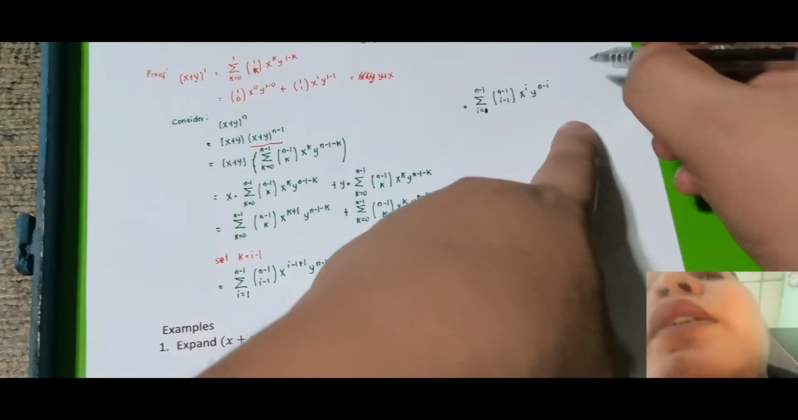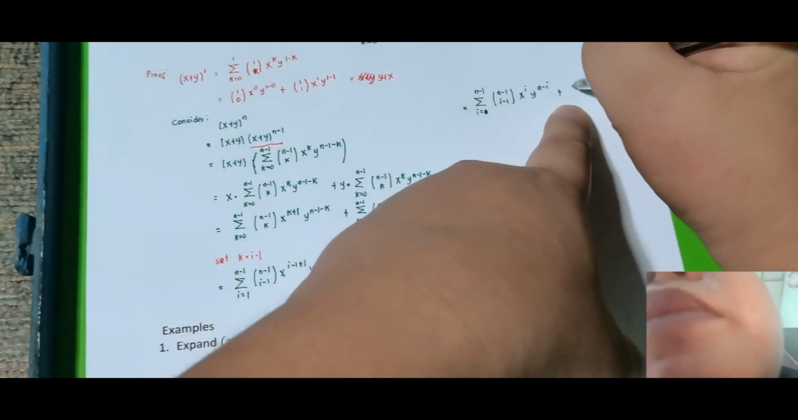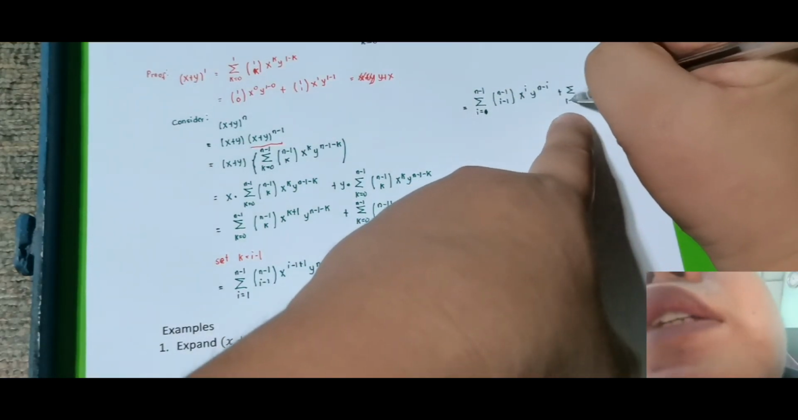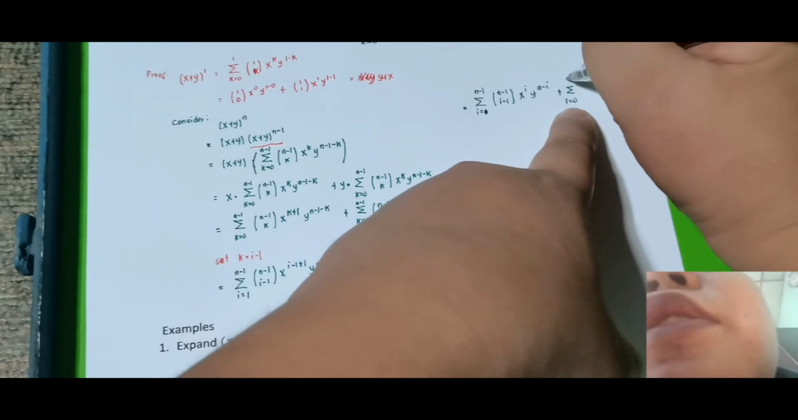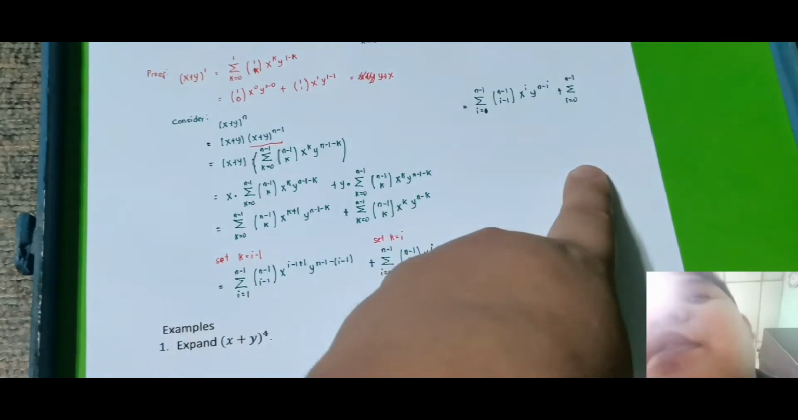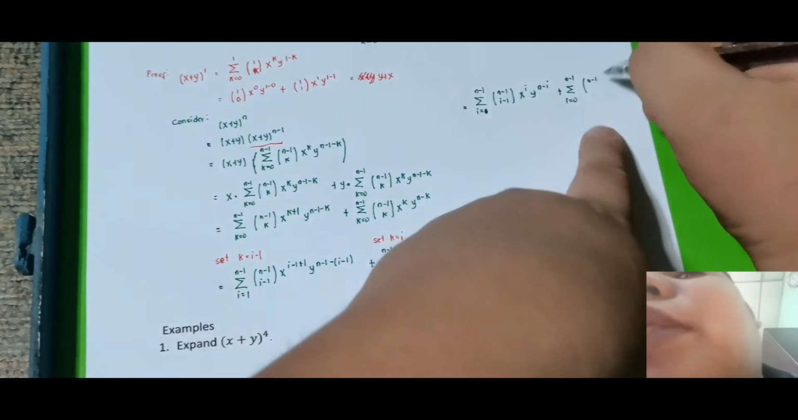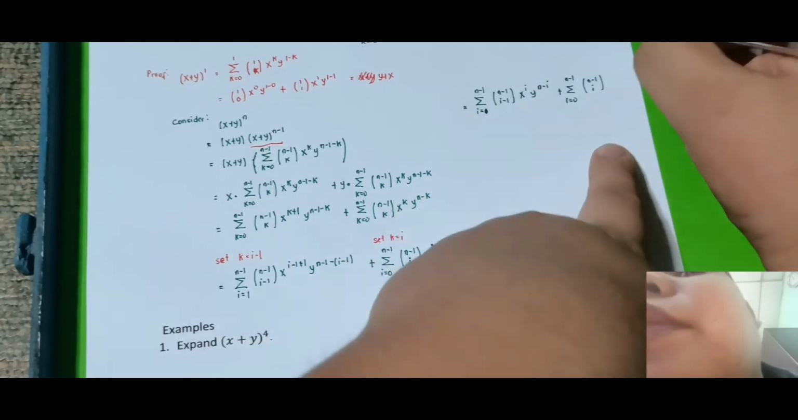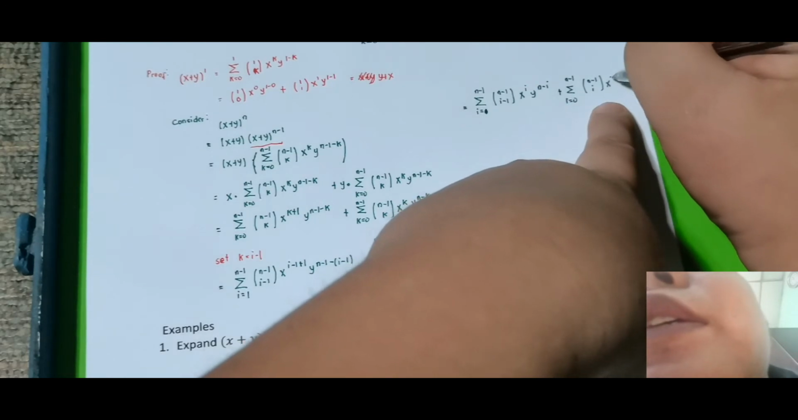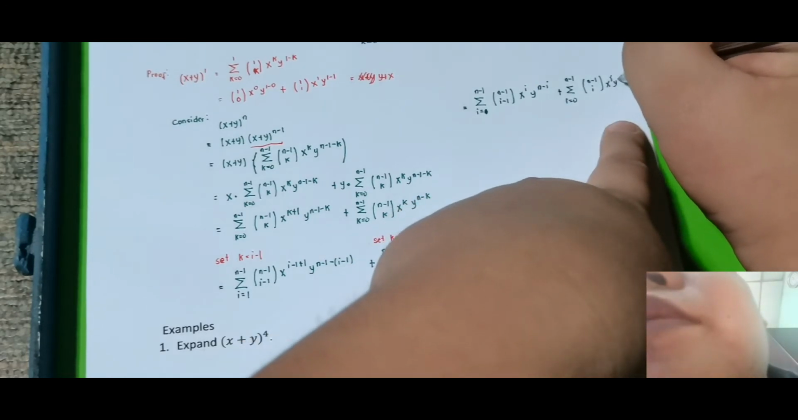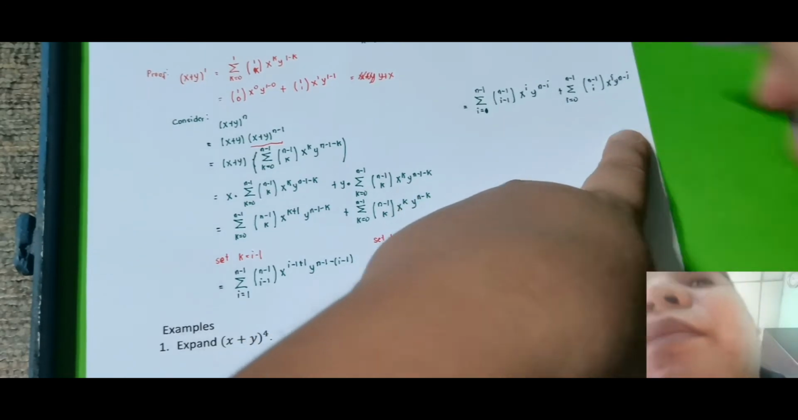Then dito plus, this is plus summation for i is equal to 0, mag-start sa 0, ng n minus 1. Okay, inangat. Then this is n minus 1, n minus 1, then i pa rin, taken i. Then x raised to i. Then y raised to n minus i.